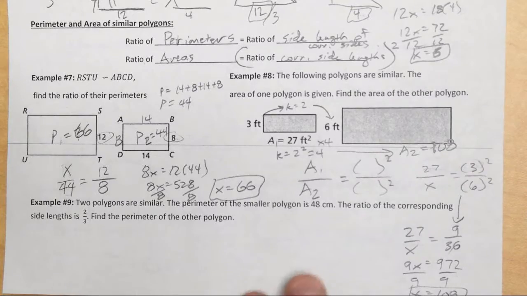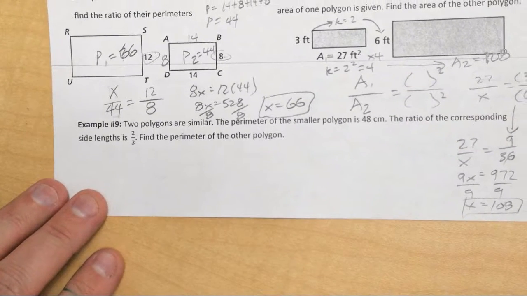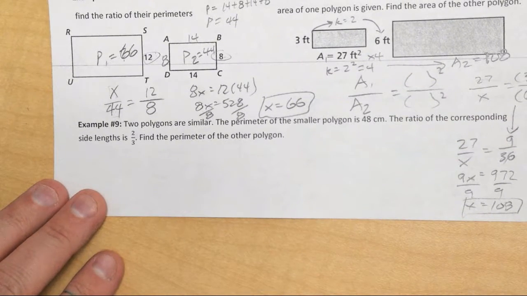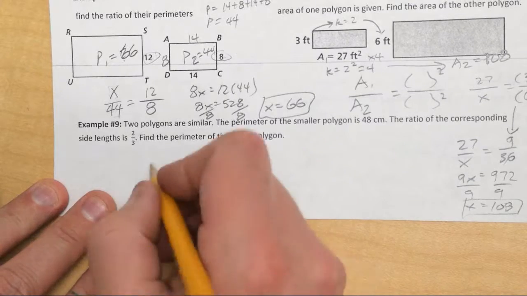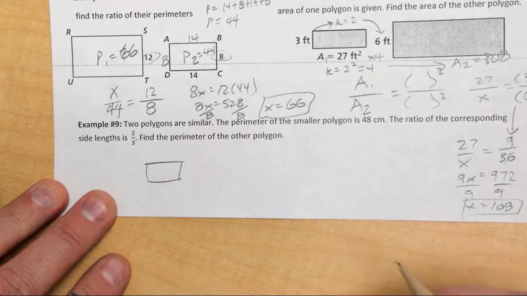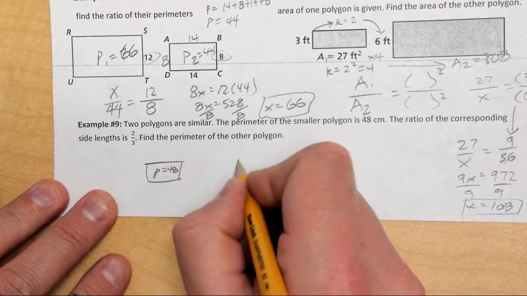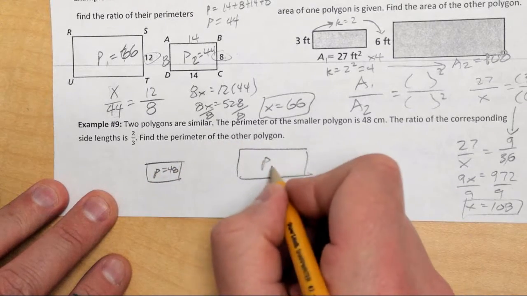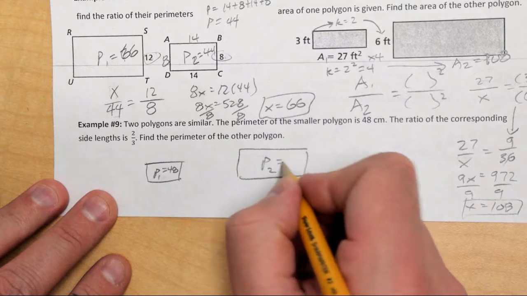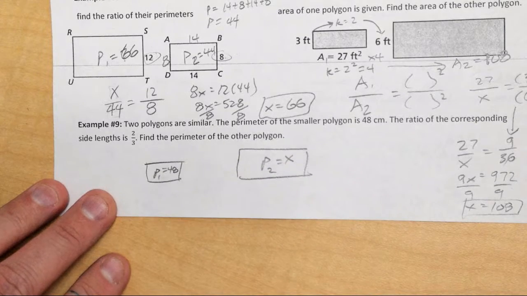So the last example here is example 9. Two polygons are similar. The perimeter of the smaller polygon is 48 centimeters. The ratio of the corresponding side lengths is 2 over 3. Find the perimeter of the other polygon. So we've got two shapes here. I don't know what they are, but the smaller one they're saying is 48. And the bigger one, we don't know what it is. So we need to put P1 here, we'll put P2 here, and I don't know what that is. I'll just make that X.